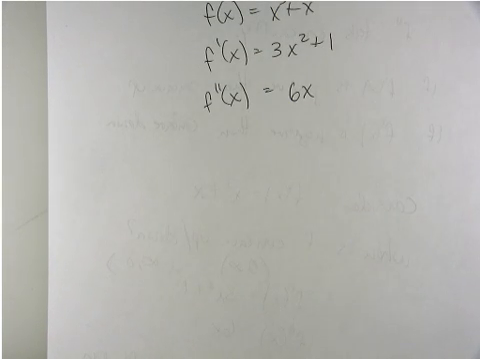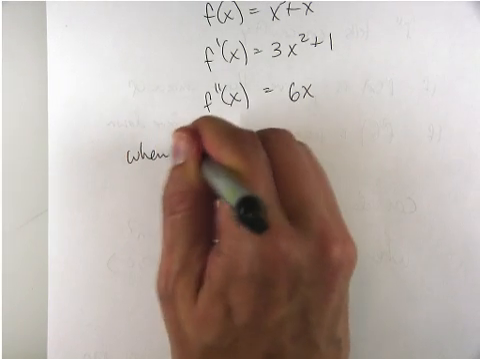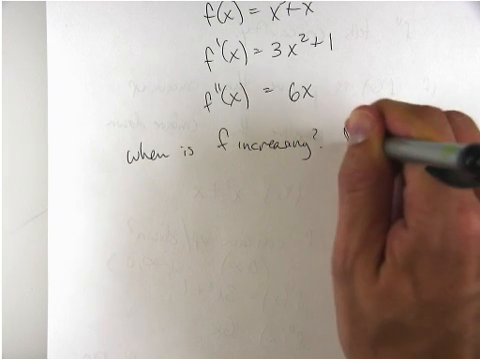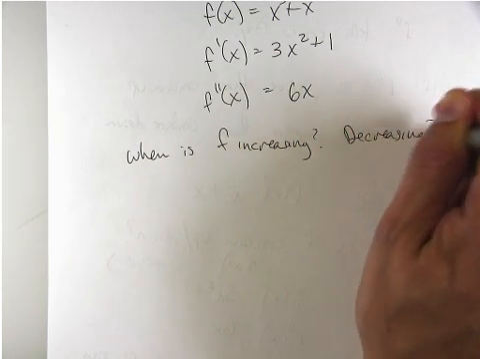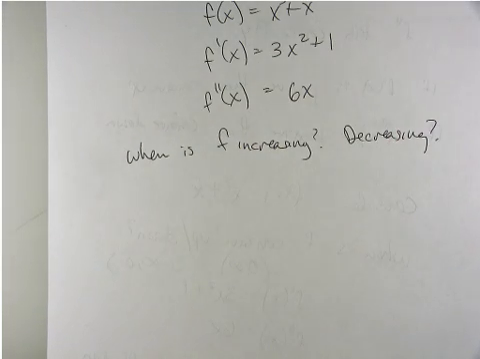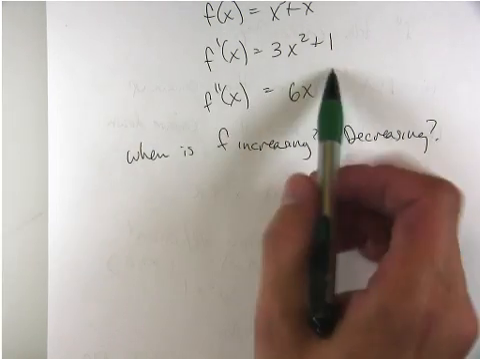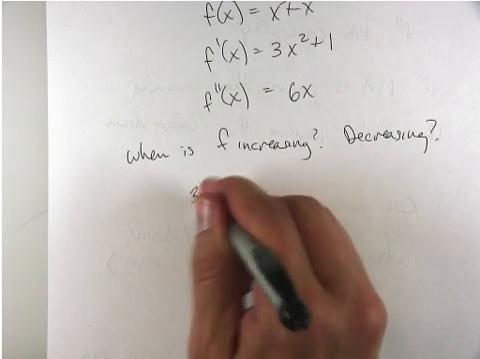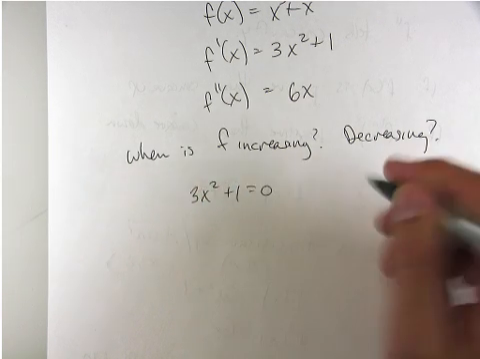I know that it's concave up when x is positive, and I know that it's concave down when x is negative, but what about increasing, decreasing? What would I do? I'm going to look at the first derivative, and what am I going to do with it? Find out when it's 0, or when it does not exist.